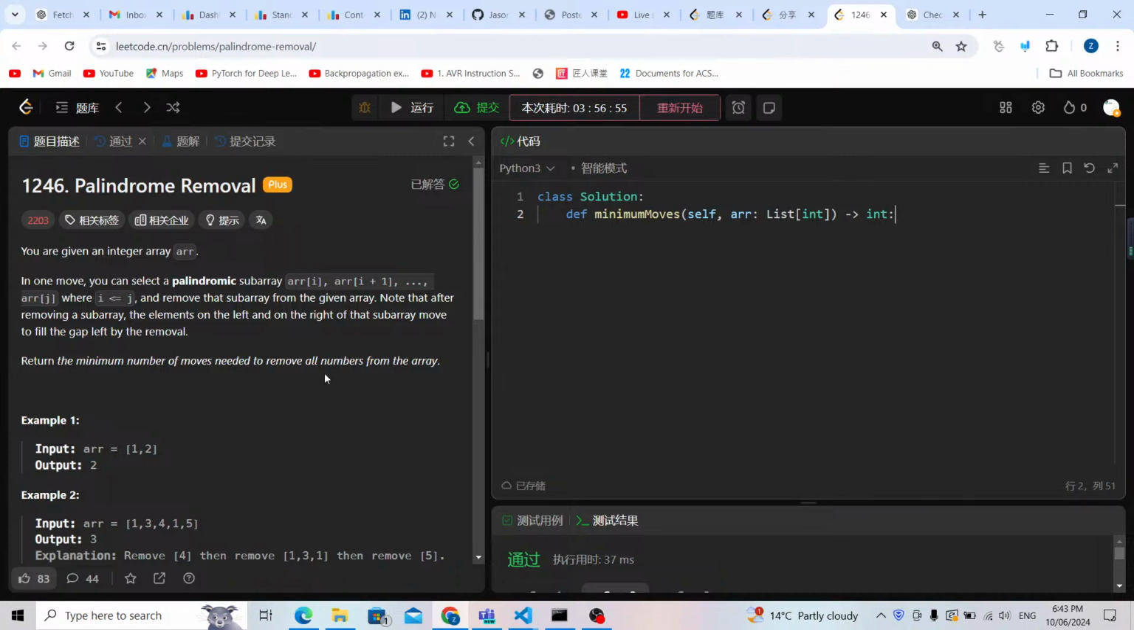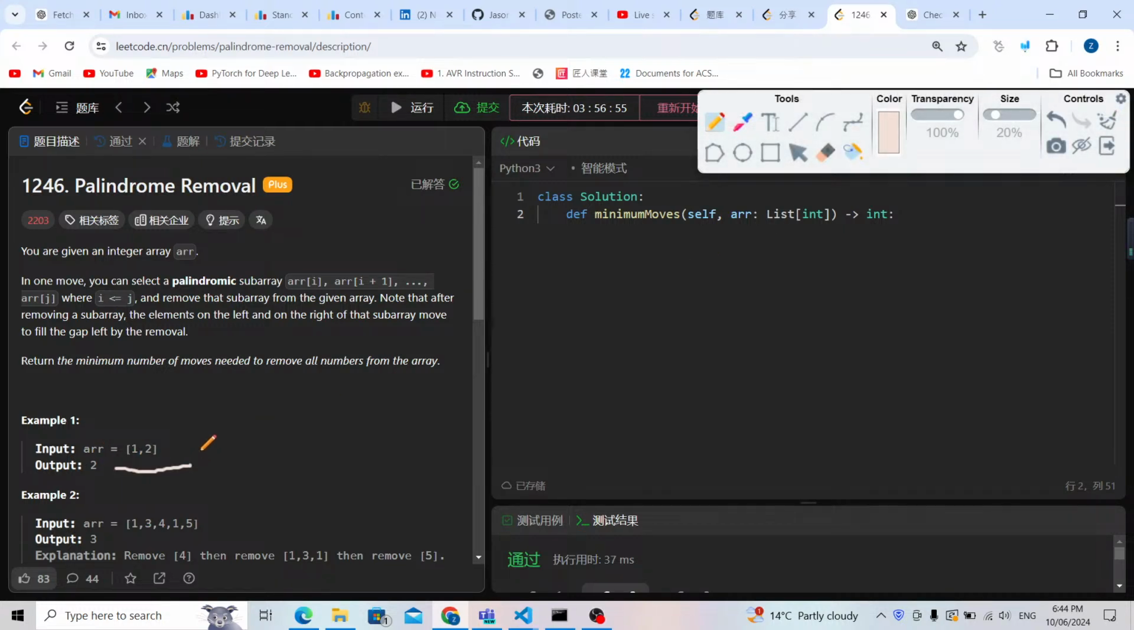Welcome. Let's try to solve LeetCode problem 1246, Palindrome Removal. The idea is that we are given an integer array. Inside the array, for example in the first example, we have two numbers, and we're going to return the minimum number of removals needed to remove all numbers from the array.